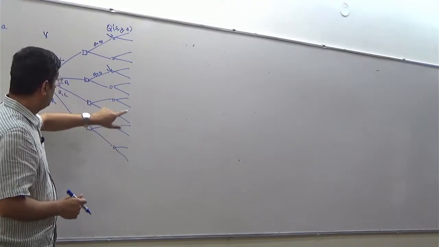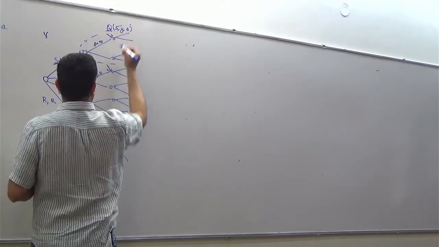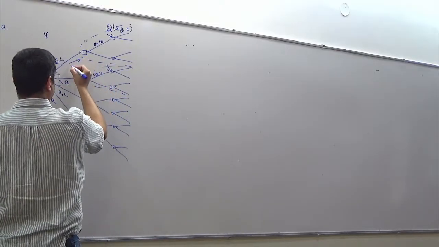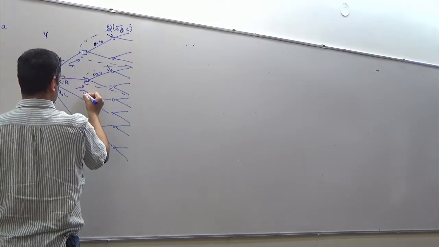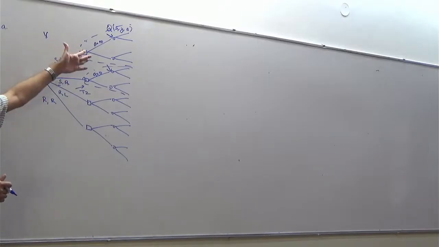Okay? What that means is that when I look at now this subtree and this subtree, this is tree 1 and this is tree 2. Tree 1 and tree 2 are identical. Okay? Because the information that I had access to was irrelevant.